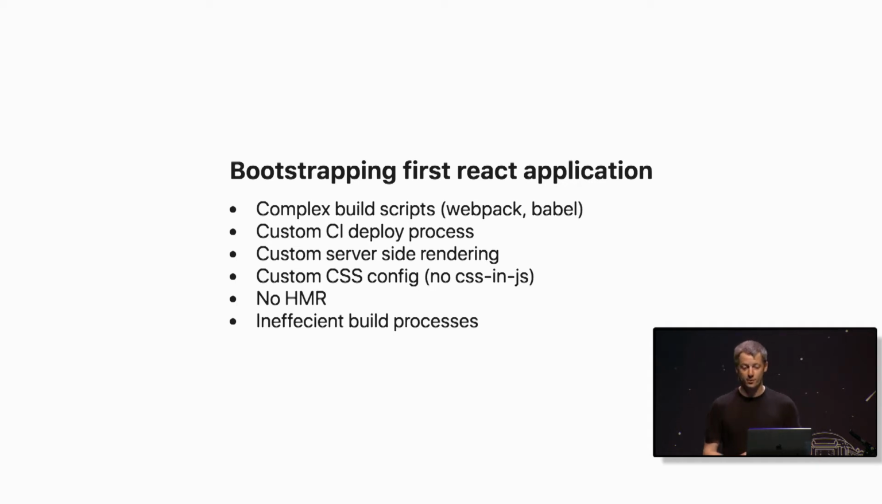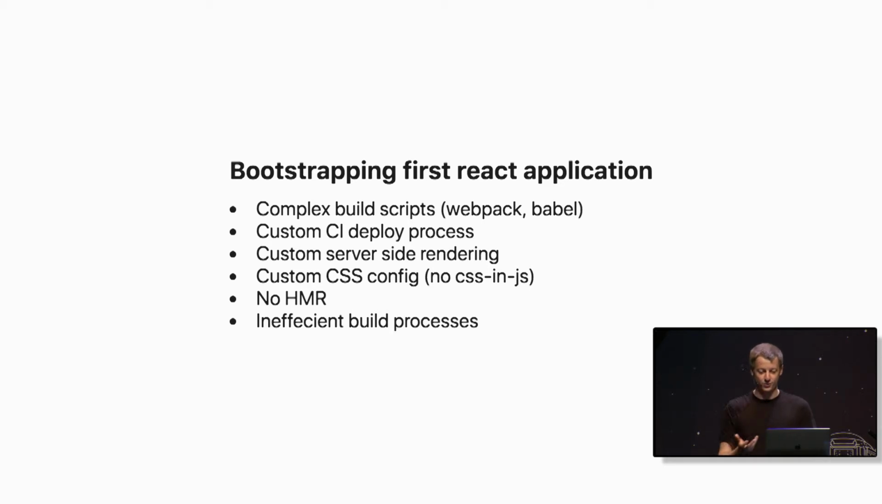And so if you remember, there was tons of these different GitHub repos that were super bloated. And so we chose to just start a new project from scratch. We had a custom CI deploy process, custom server-side rendering, which I'm going to go a little bit deeper into in a moment. We had a custom CSS config. It was some weird combination of extract text plugin, CSS modules, post CSS, style loader. We didn't have any hot module reloading for CSS or for JavaScript.